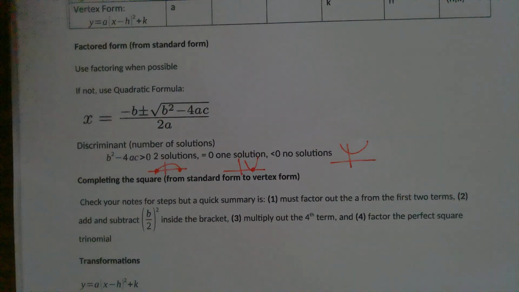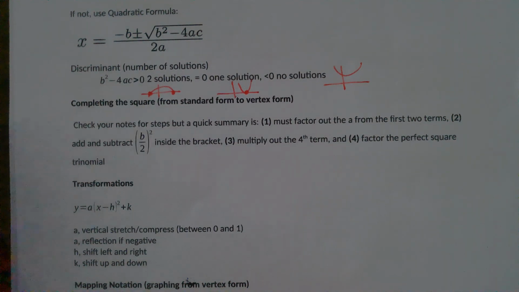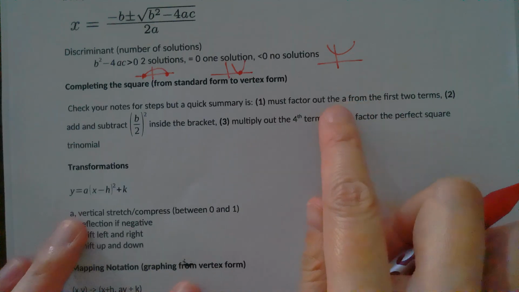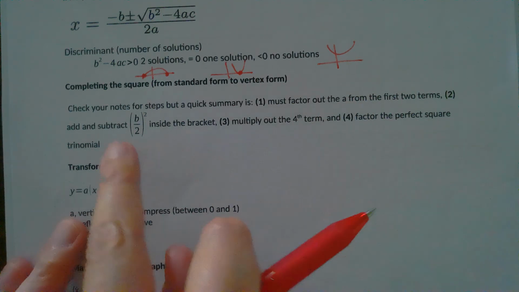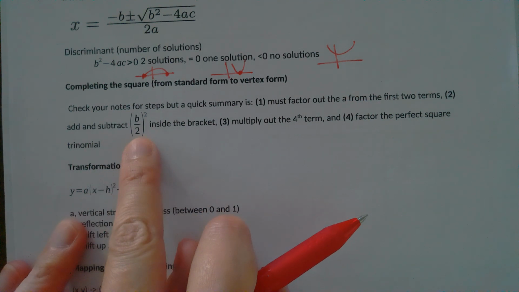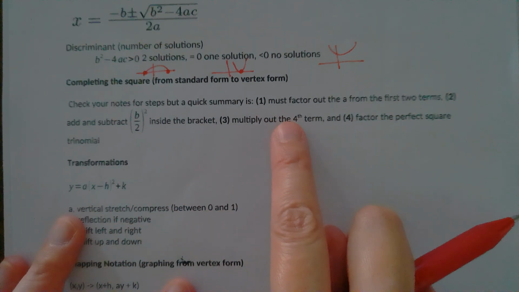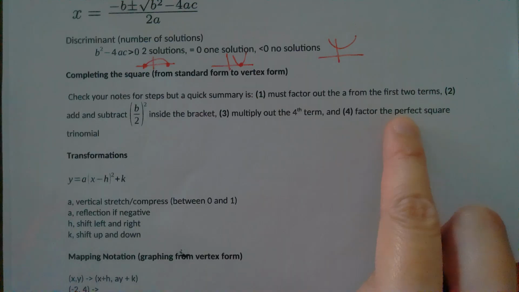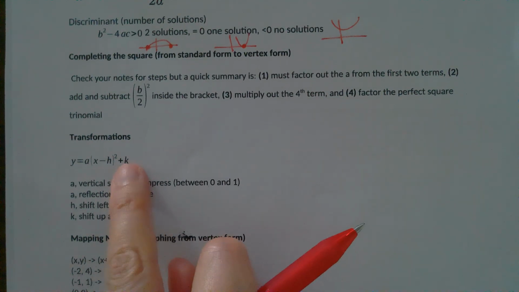Okay, and then completing the square. Those are the steps again. Okay, factor out the a from the first 2 terms. Add and subtract b divided by 2 squared. Multiply out the 4th term. Factor it into a perfect square trinomial. Okay.